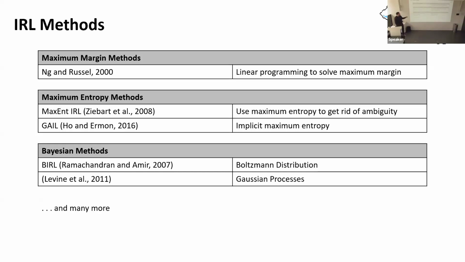Other inverse reinforcement learning methods I have listed here just to show you that there are also other methods to solve this. GAIL is, for example, a maximum entropy method. We also have maximum margin methods and Bayesian methods. I will not get deeper into that.